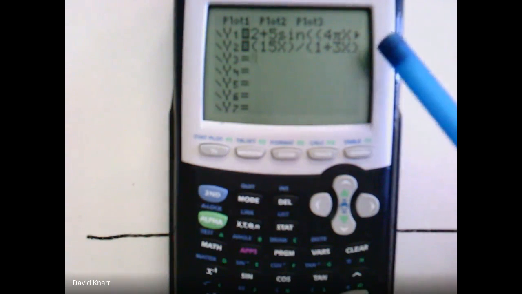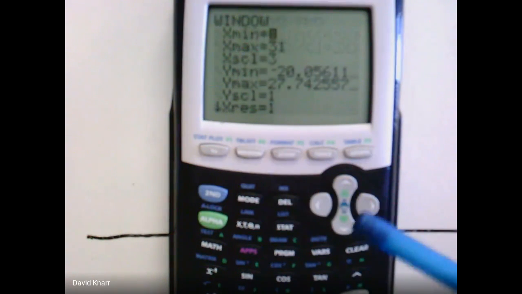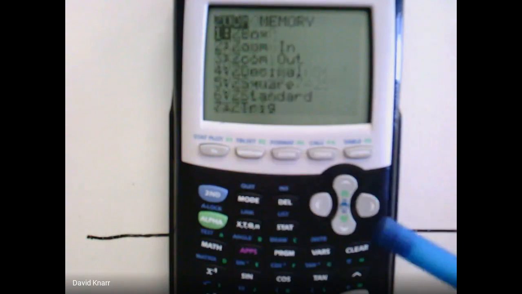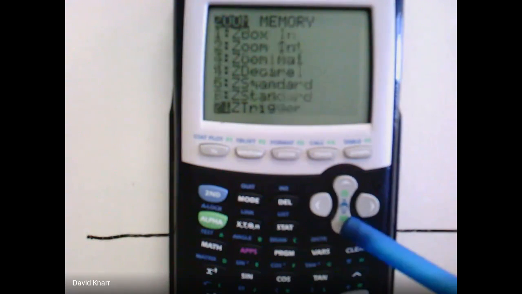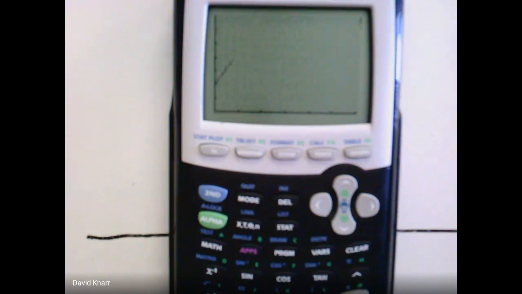So those are my two graphs, okay, and I'm going to want to see where they intersect. So to do that, let's go to the window first and change the window. We only want to do this from 0 to 6. Okay, I'm going to go by ones for the X scale. Doesn't matter. And I'm going to hit zoom, go down to zoom fit. Give me some good Y values for the X values I gave it. Let's see what we get.